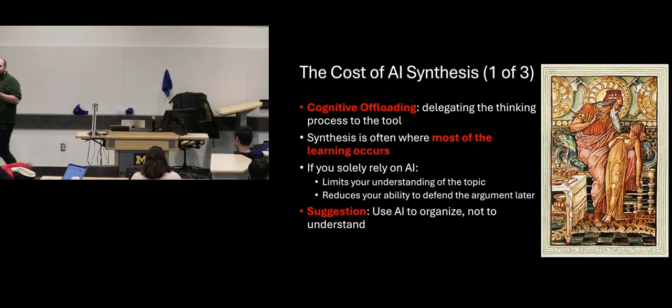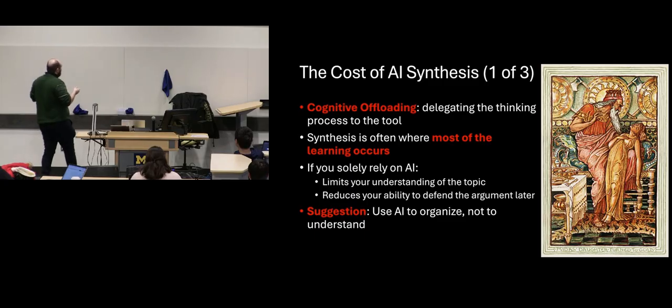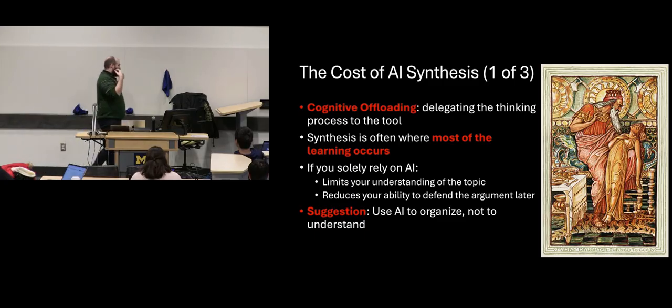That's where you find these gaps. That's where you learn about the literature. If you're using just AI, you're limiting your understanding of the topic, and you're going to be harder pressed to defend anything that you publish. So I do suggest generally trying to use it to organize and not necessarily to understand.